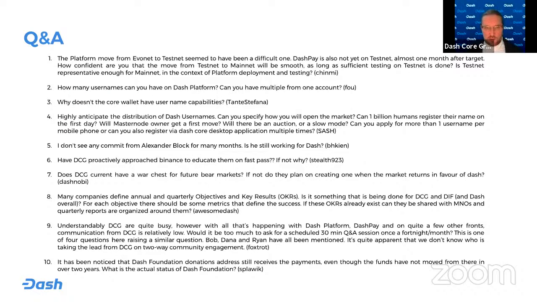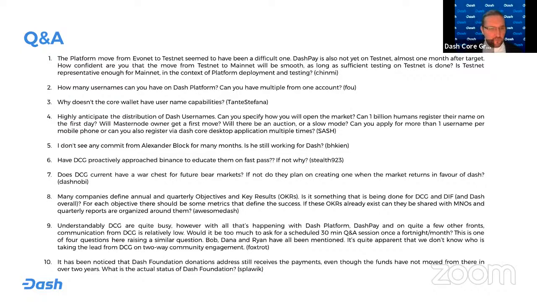Great. So let's quickly do number 9 and then number 10. This one is coming from Foxtrot. Understandably, DCG are quite busy. However, with all that's happening with Dash Platform, DashPay, and on quite a few other fronts, communication from DCG is relatively low. Would it be too much to ask for a scheduled 30 minutes Q&A session once a fortnight, month?